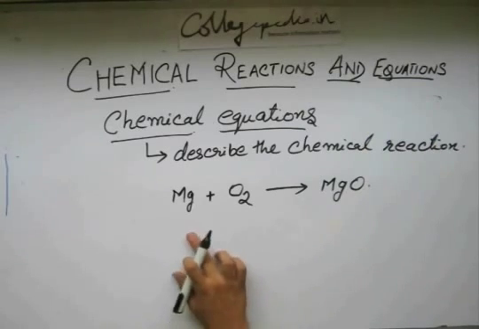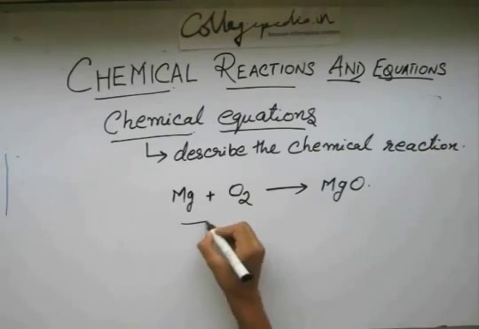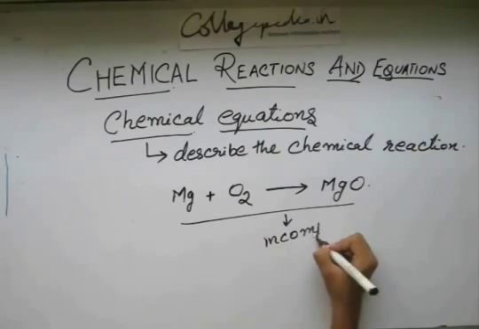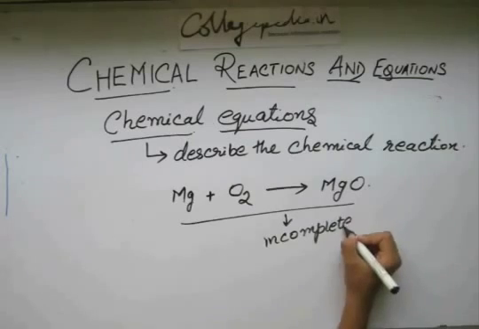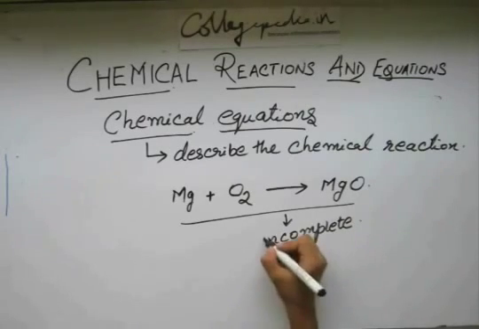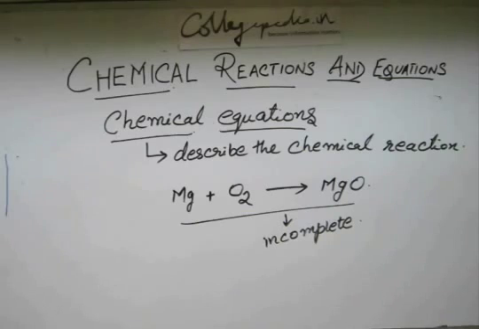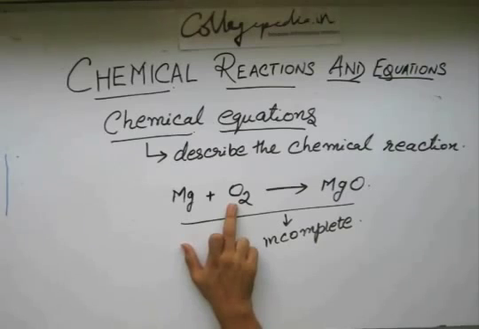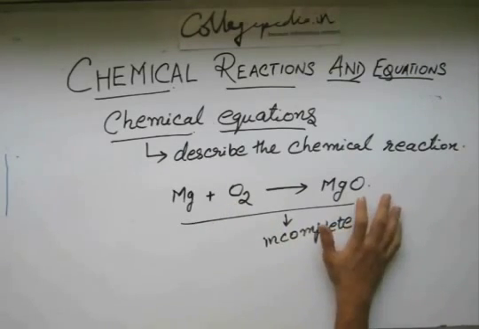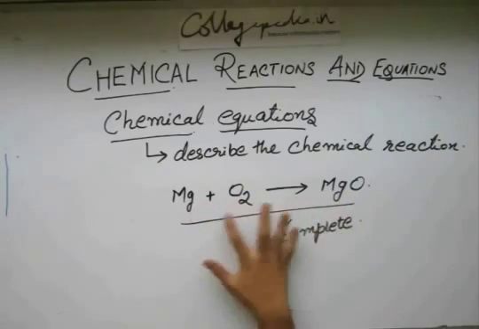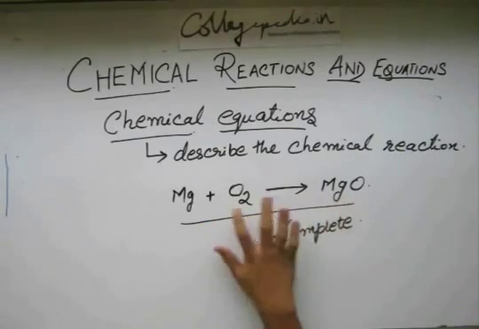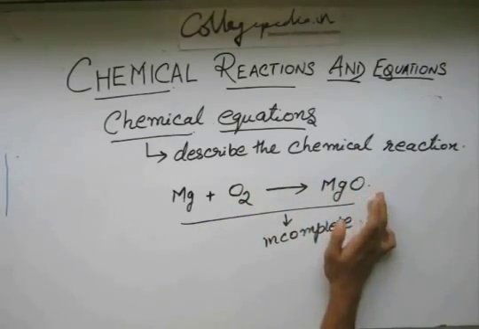But writing this reaction, this is incomplete. Why? Because you see that on the left hand side there are 2 oxygen atoms, and on the right hand side there is only 1 oxygen atom. Magnesium is okay, both are equal on both sides, but here there is some difference in the number of atoms of oxygen.